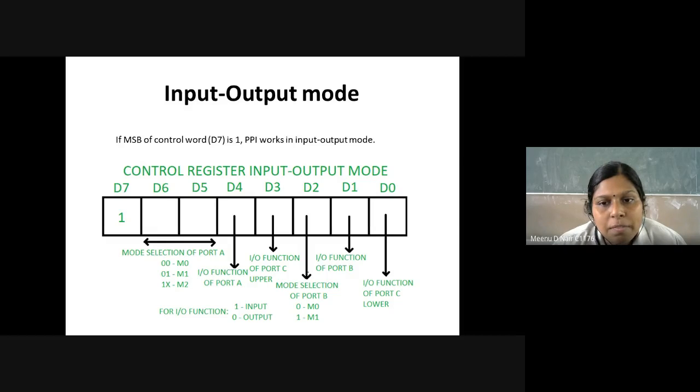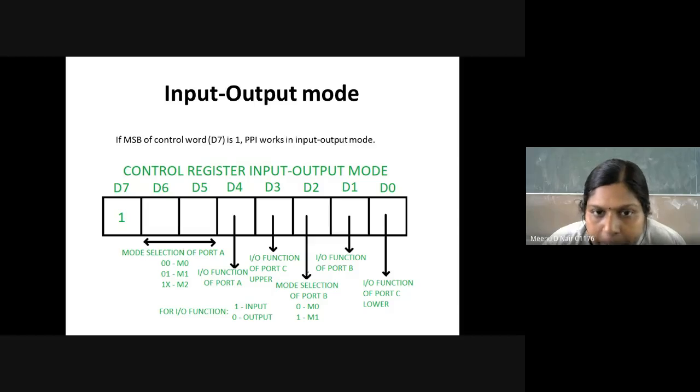Then D2 will choose the mode selection of port B. If it is 0, mode 0. If it is 1, mode 1. So port B will work only in 2 modes of operation, that is mode 0 and mode 1. And the D1 bit will select whether it is input function or output function. And port C lower goes along with port B. So the D0 bit will select the input output function of port C lower.